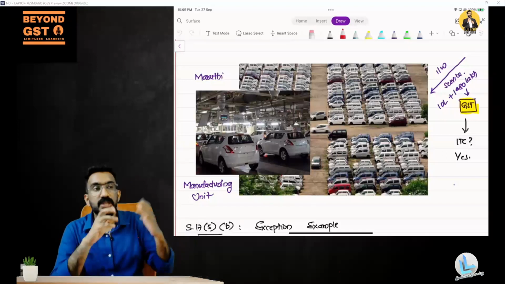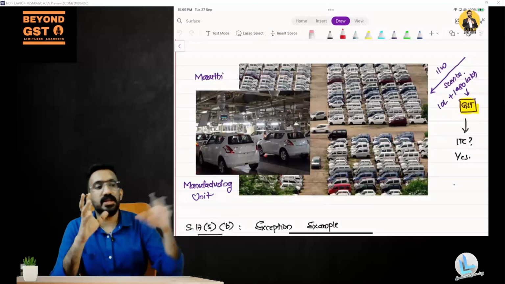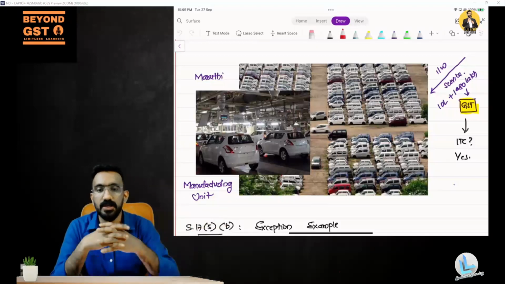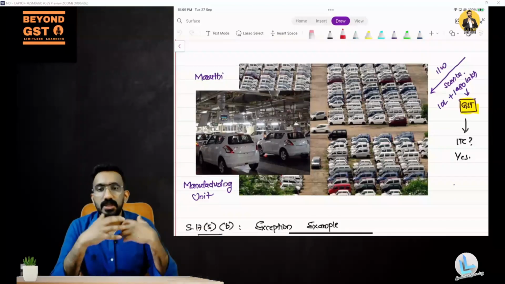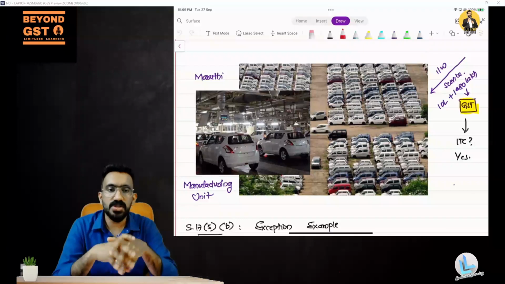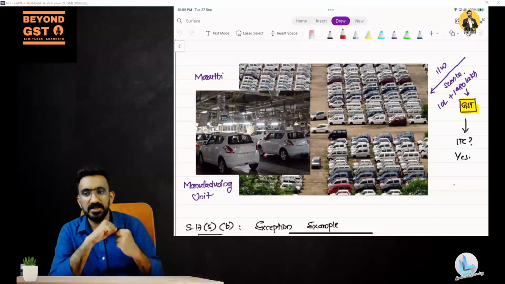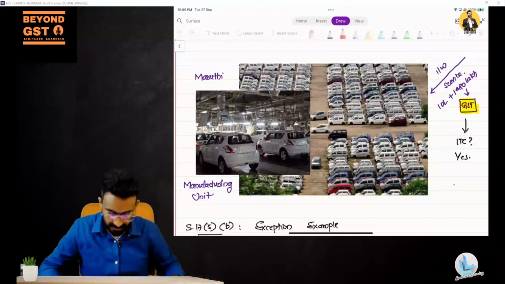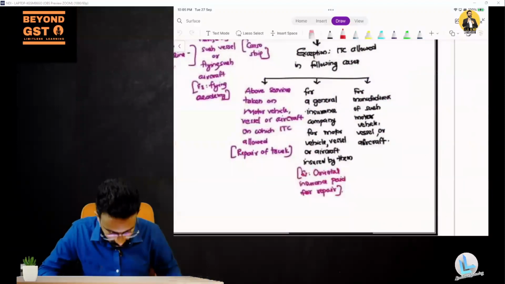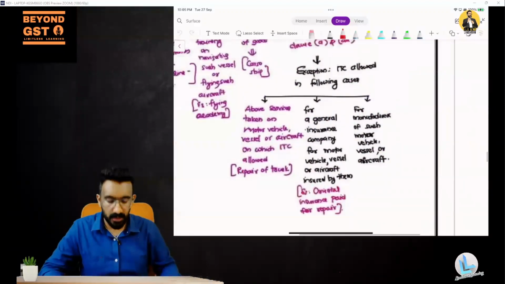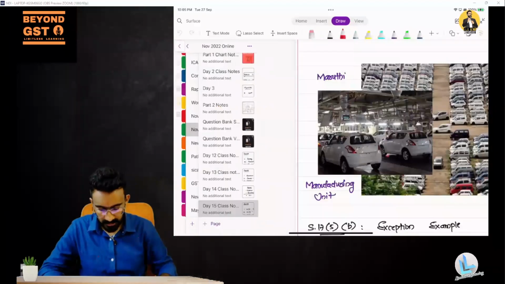Now, because it's kept outside, there is a lot of dust on this particular vehicle. So they asked a company to do the servicing on this particular vehicle till it is dispatched. Now, can this Maruti manufacturing unit take the credit on servicing of this car? Their inward supply is what? Servicing of car. Yes, because the third exception says: for manufacturers of such motor vehicle, vessel or aircraft, on these services, they can take credit. These are the three exceptions we have.